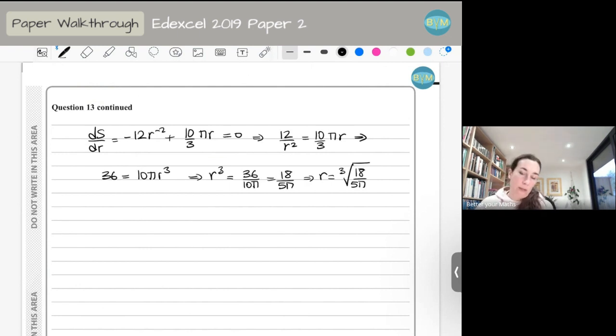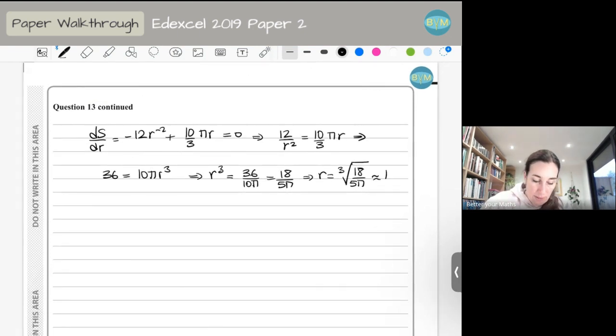And I would evaluate with a calculator because it's a radius, so it makes sense to have a number, a decimal number. Yeah, so 18 divided by 5 pi is 1.005. Yeah, I'm going to round to 3 significant figures. And it's meters. That's the radius that gives me the minimum value.